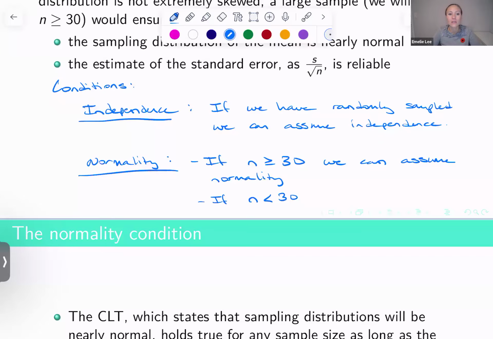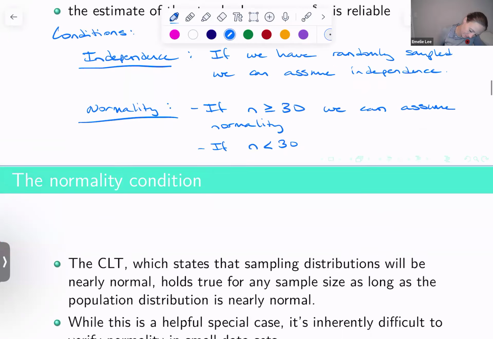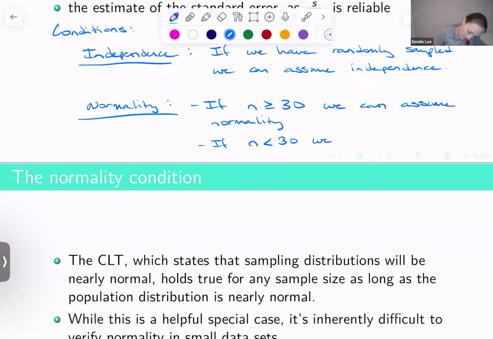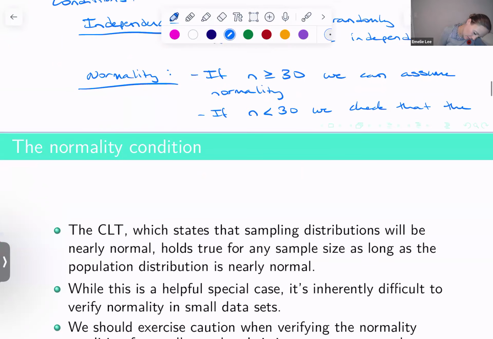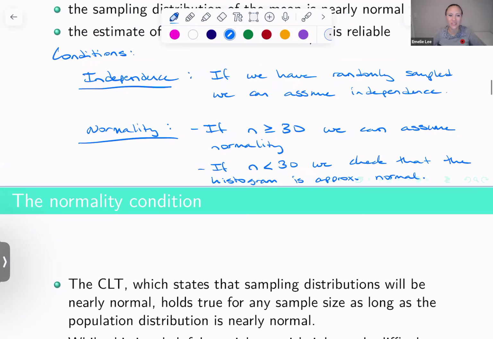Okay, how do you do that? How do you check the distribution? Make a histogram. It's a nice place to start. So you can make a histogram and make sure that the distribution looks approximately normal. We check that the distribution, or I'll say the histogram just because that's what we should be using. We check that the histogram is approximately normal. So those are the quick notes on the conditions.